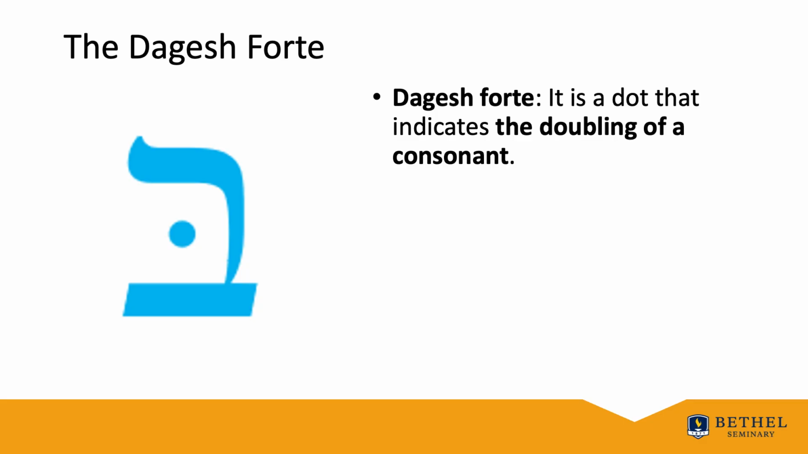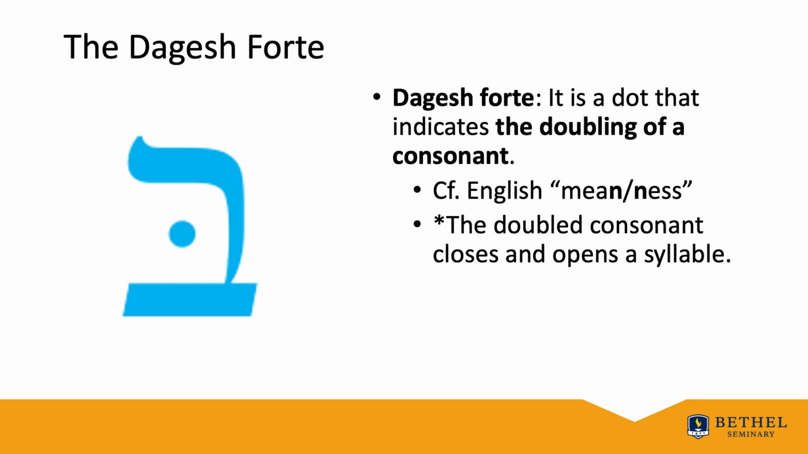Well, a Dagesh Forte indicates that that consonant or that letter is repeated twice. But instead of writing it twice, they express the repetition by simply putting a dot in the letter. We know that even in English, we do similar things, right? For example, the word meanness. Here, English repeats 2 consonants. One, the letter N. The first N closes the first half of the word, mean. And the second N begins the second half, that is ness, so meanness.